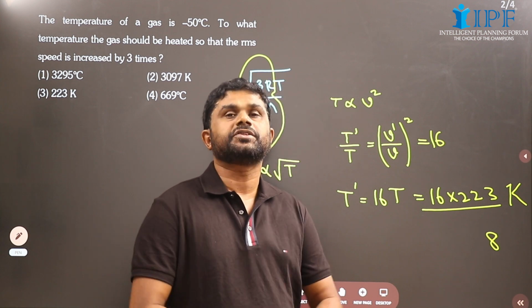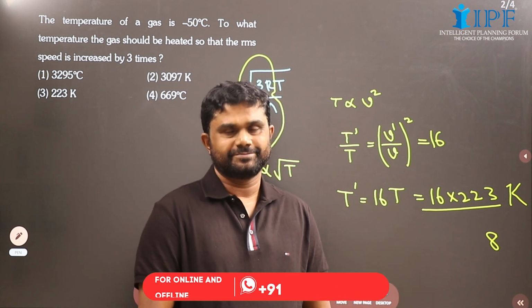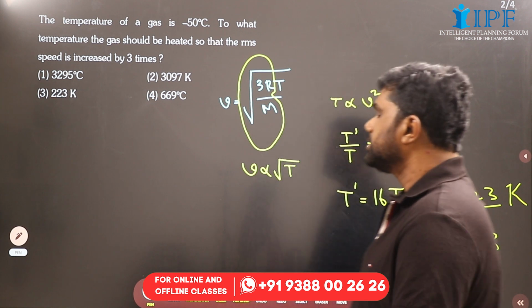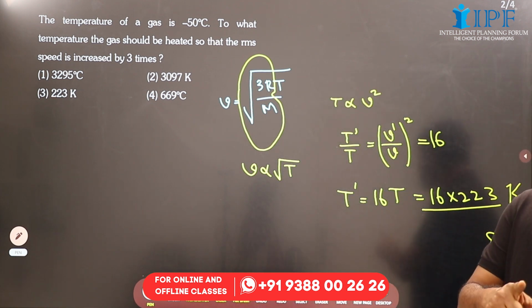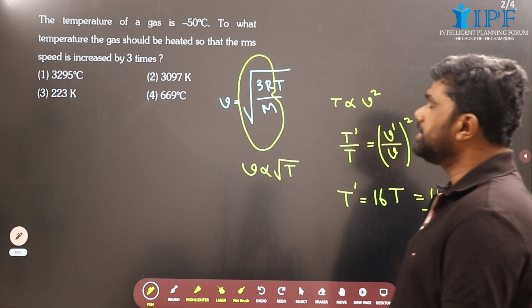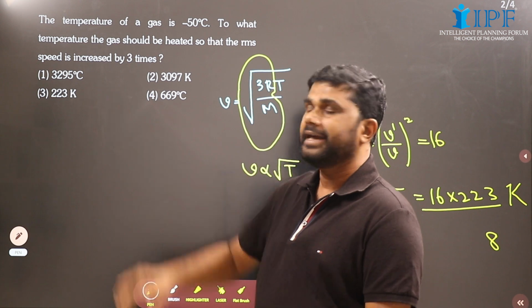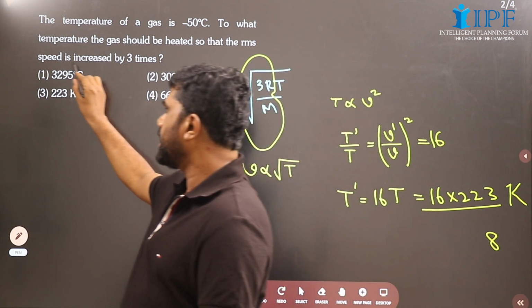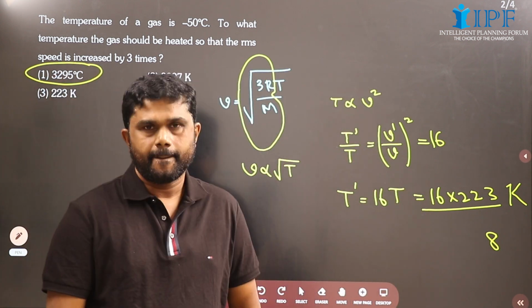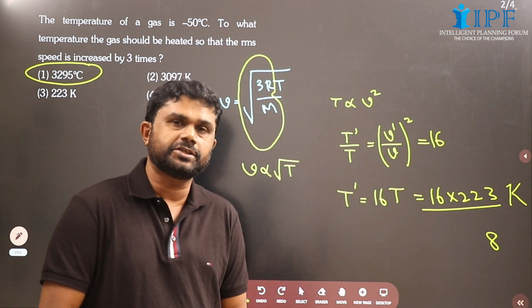All this thinking you should go through in your minds. If the answer is in degree Celsius, it must end with a 5. In degree Celsius there are only two options, one ends with a 9 and the other ends with a 5. So the answer must be this one. No chance of getting it wrong, and you are not doing any calculation.